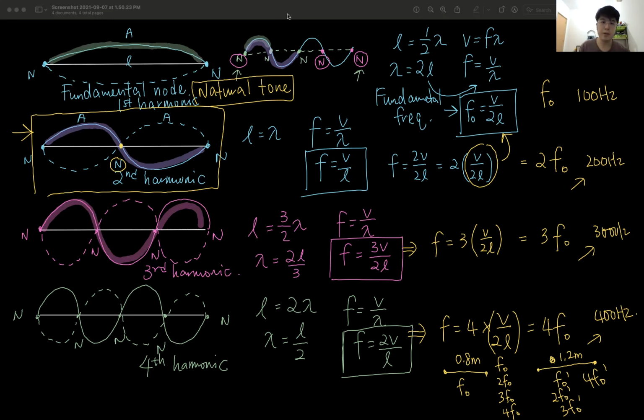So if I want to find, let's say, the 12th harmonic, then what do I do? 12 times F naught, right? So I can write the general formula as N times F naught. For the Nth harmonic, we use the formula N F naught.